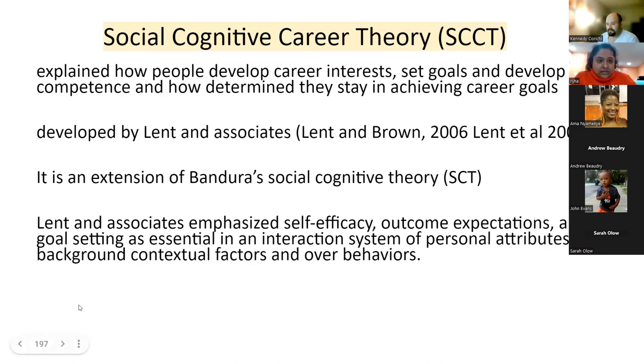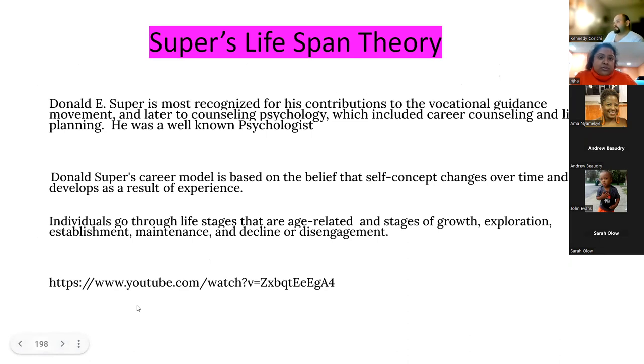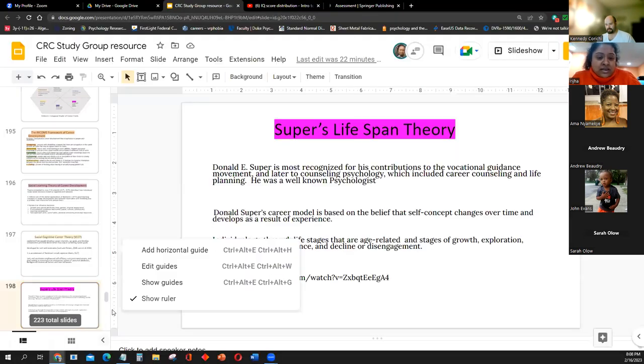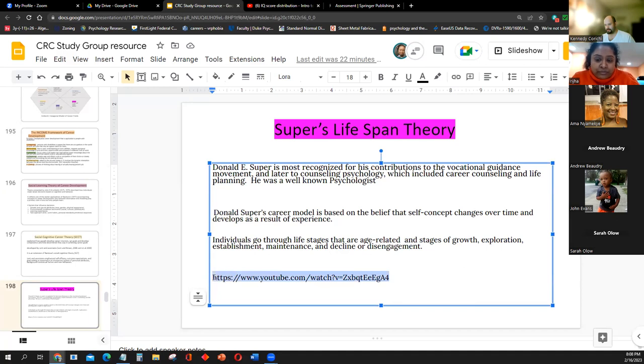We can go to the next slide. So Super's lifespan theories. Donald E. Super is most recognized for his contributions to the vocational guidance movement and later to counseling psychology, which includes career counseling and life planning. He was also a well-known psychologist. His model is based on the belief that self-concept changes over time and develops as a result of experience. So basically, us as individuals, from infants to adulthood, go through different age-related life stages: growth, exploration, establishment, maintenance, and decline or disengagement.